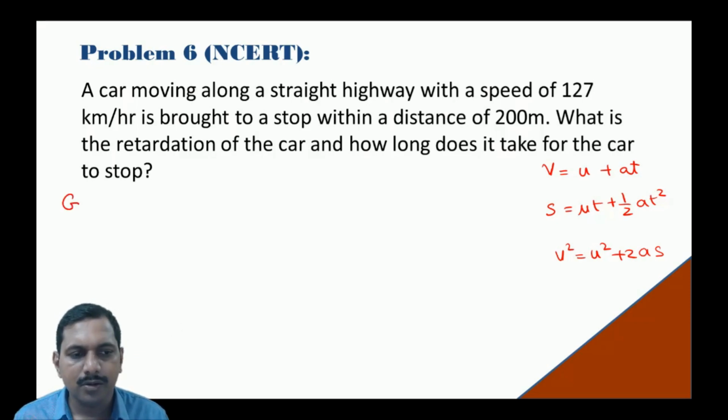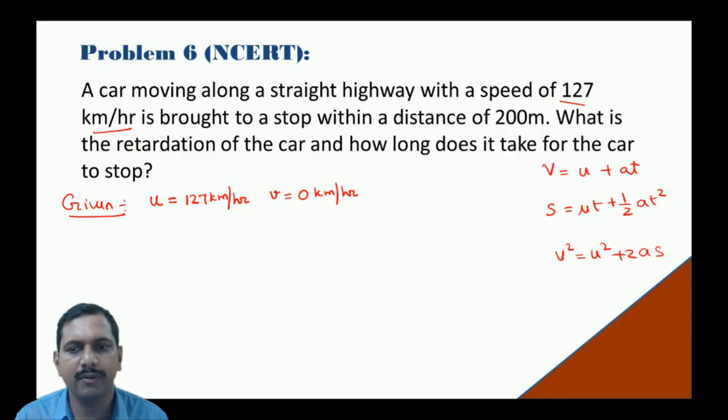Okay. So given, what is given here? A car is moving at a speed of 127 km per hour. That is, initially it is moving with 127 km per hour. That means the initial velocity u is 127 km per hour and it is brought to a stop. It means the final velocity v is equal to 0 km per hour and it stops within a distance of 200 meters. s is equal to 200 meters.